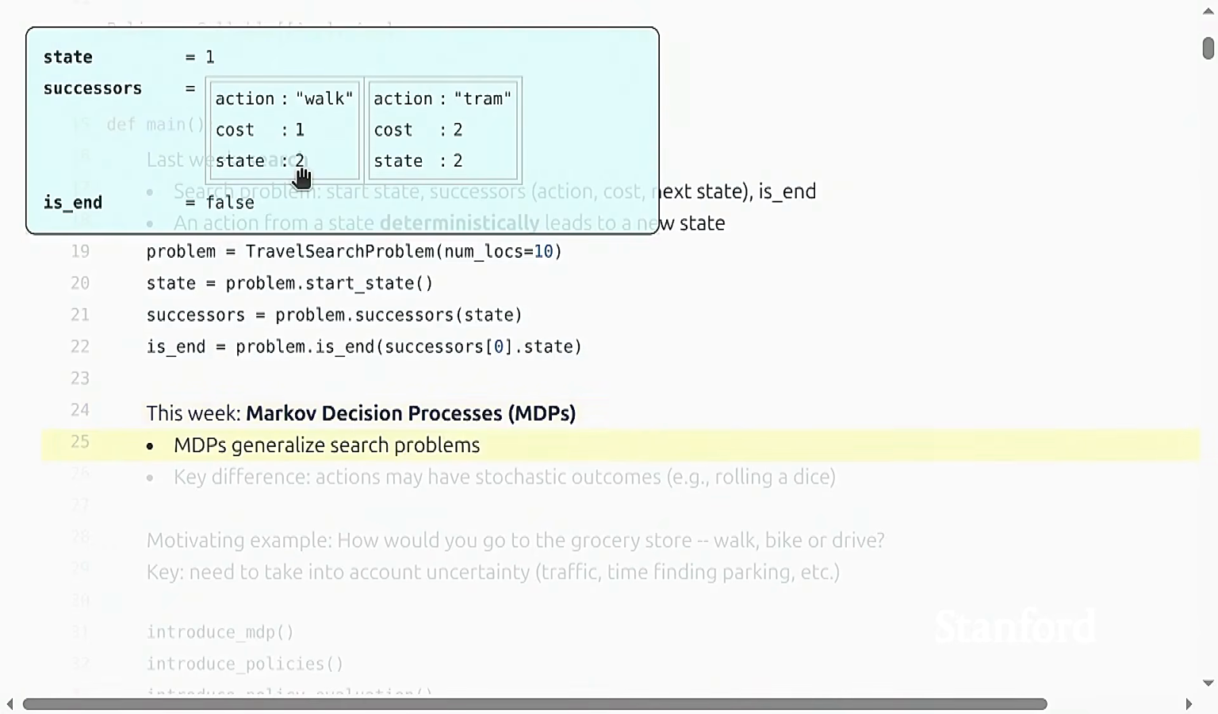So these generalize search problems. And the key difference is that now when you take an action, it can have a stochastic outcome. And this shows up in a lot of different places. For example, if you're playing a game and you're rolling a dice, or if you're, for example, trying to figure out how to go to a grocery store and you're trying to find the optimal decision to make. Do you walk, bike, or drive? And you need to take into account the uncertainty, which includes how much traffic there will be on the road, time to find parking, and so on and so forth.